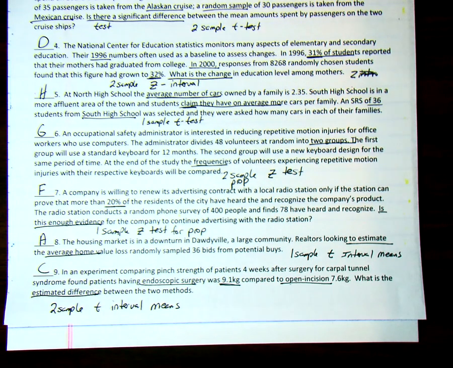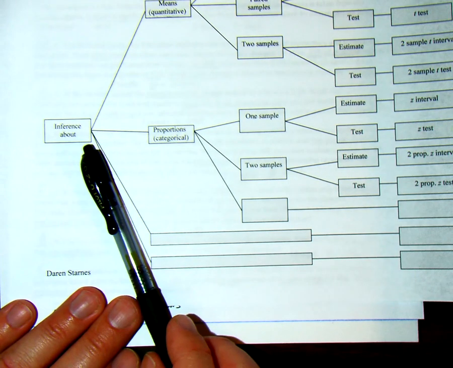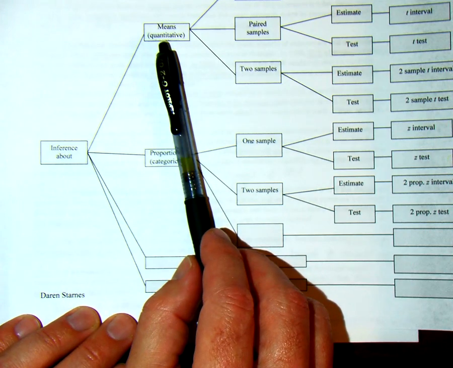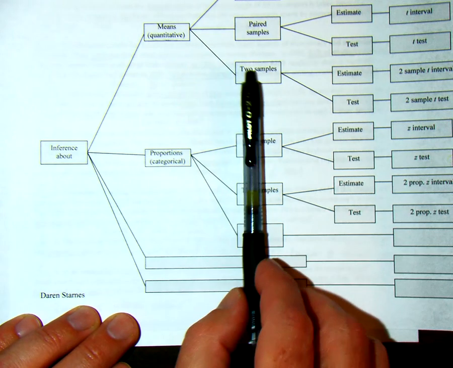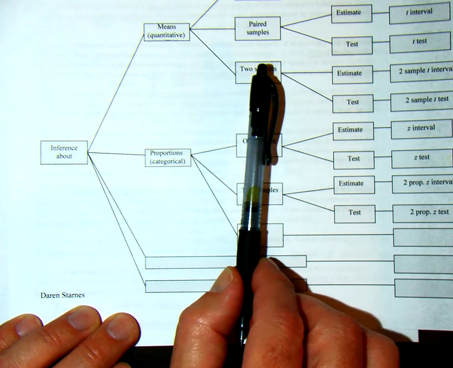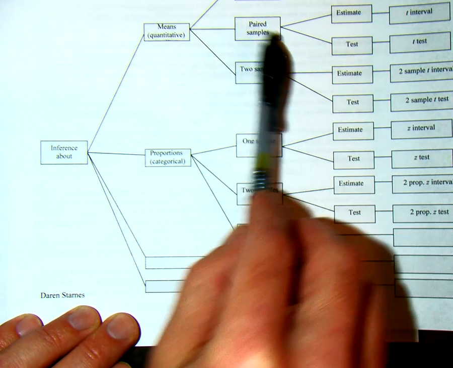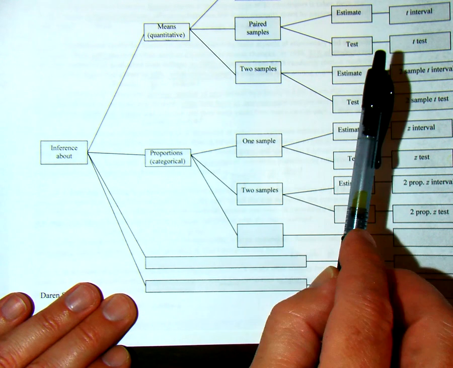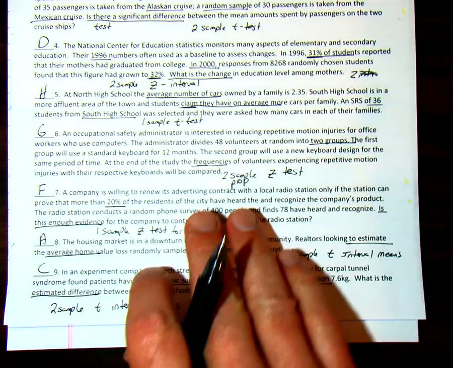If we come over and use our handy flowchart, we were talking about the difference between grip strengths. So that would be a means because it was a quantitative variable. We had two samples. We would have had to match them on age, previous strength in the hand, health, gender and all that fun stuff if we were going to do matched pairs. But anyway, we had the two samples, and they wanted me to estimate the difference, and so that came to our two-sample t-interval.